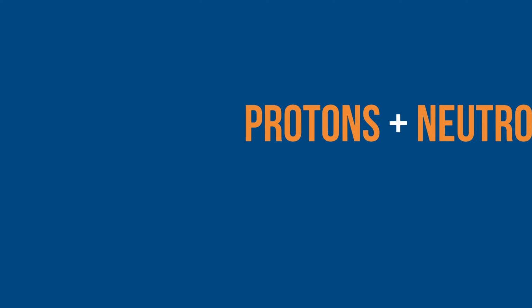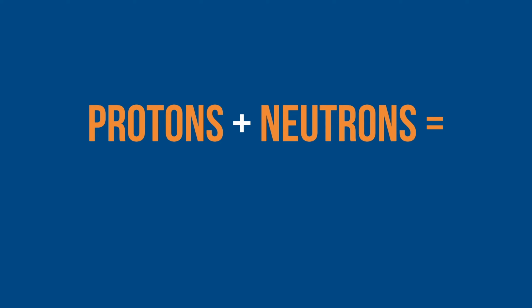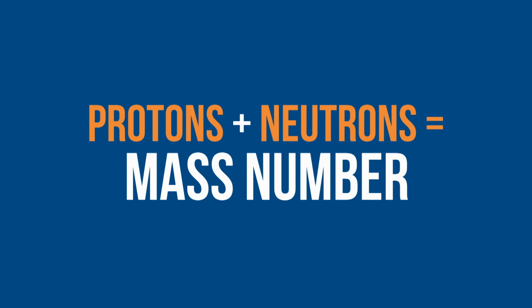To find the mass number of an element, you add the number of protons and neutrons together. So, protons plus neutrons equal mass number. This gives us names like carbon-12 or carbon-14, which are types of carbon atoms used in carbon dating.